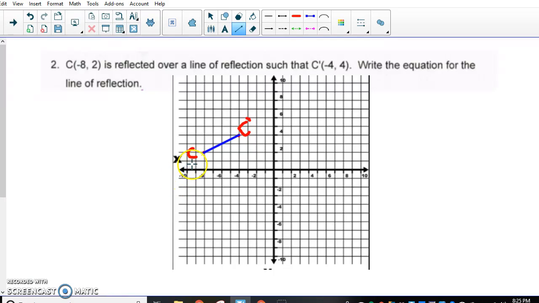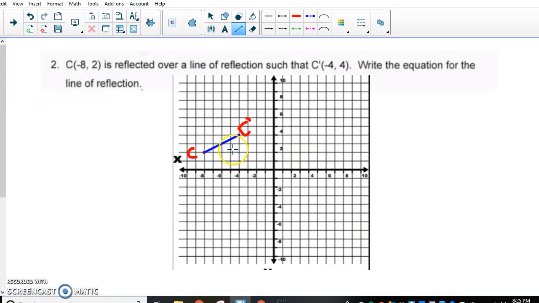So first I plotted C and C prime. So I've got the pre-image and the image. It said it was reflected over a line in a way that resulted in negative 8 comma 2 transforming to become negative 4 comma 4. So we need that line of reflection.